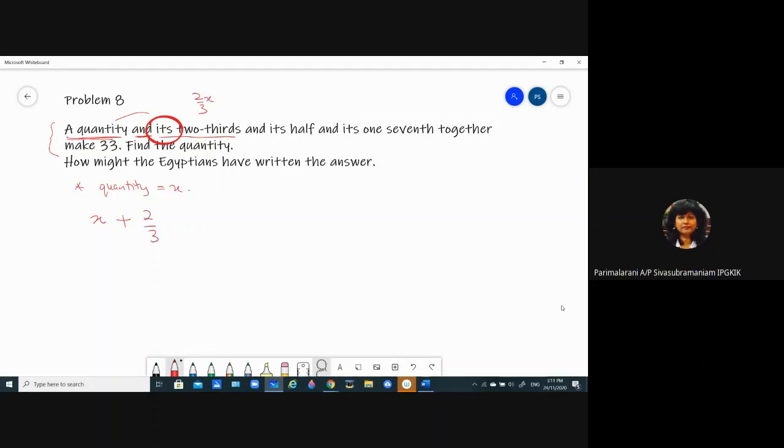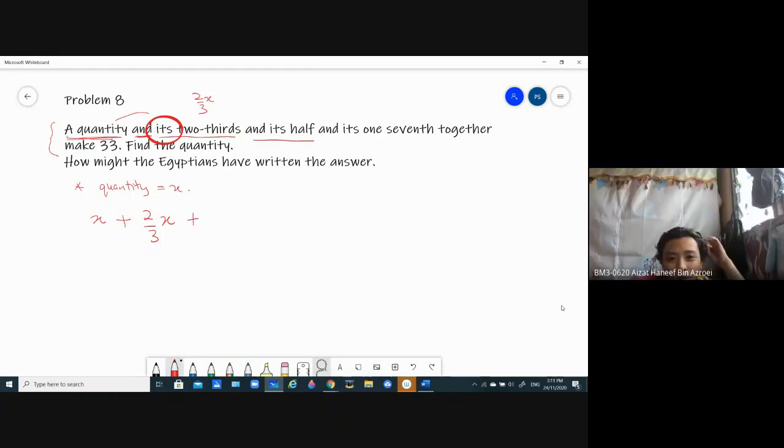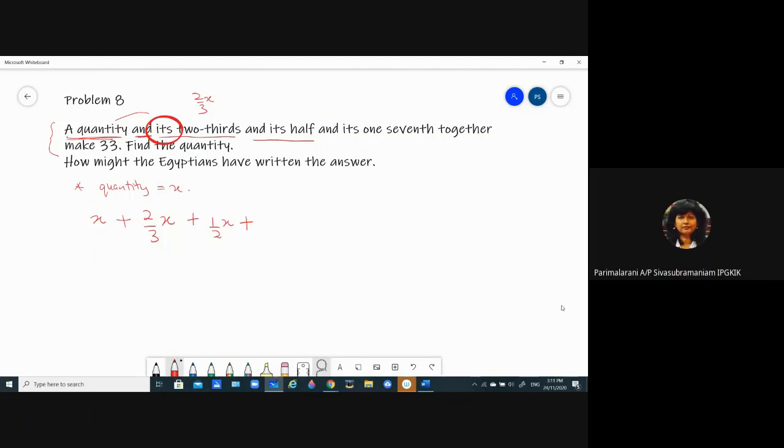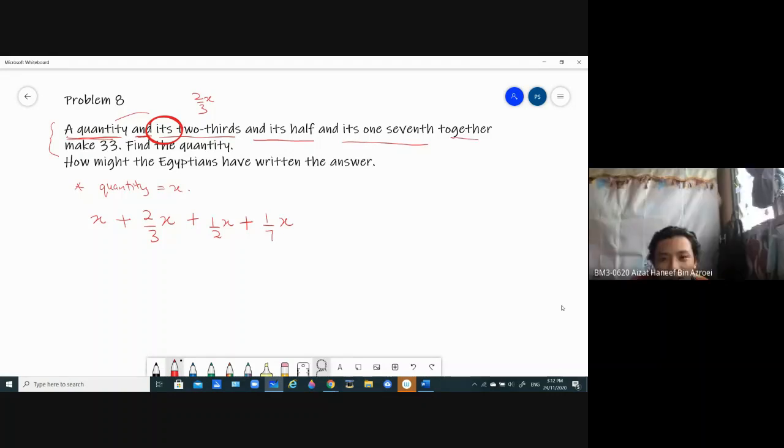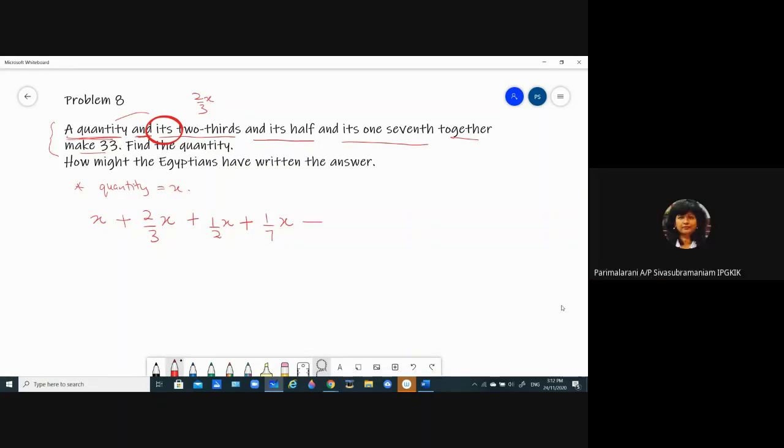So plus 2/3 of X, and its half, plus 1 over 2 X, plus its 1/7, 1 over 7 X. Together make 33. That means equals 33. Correct. Now how do we solve this?